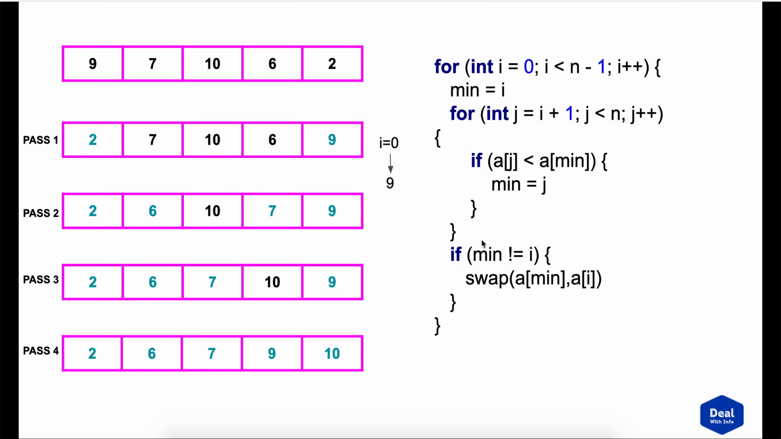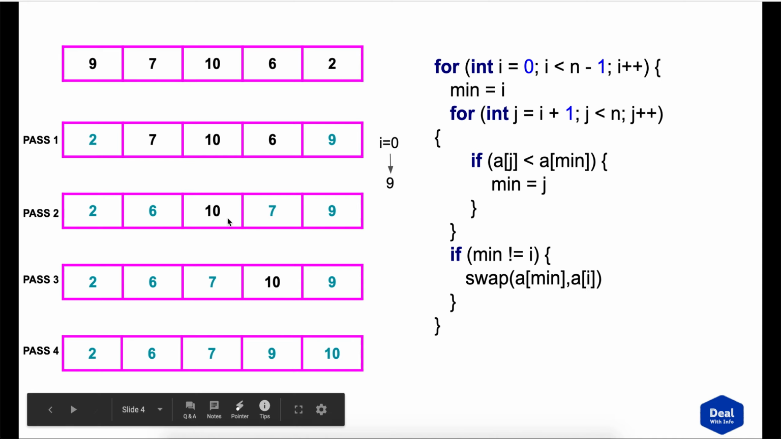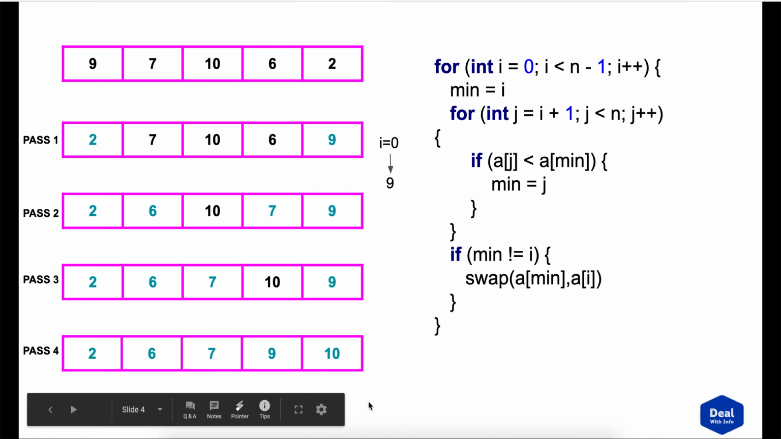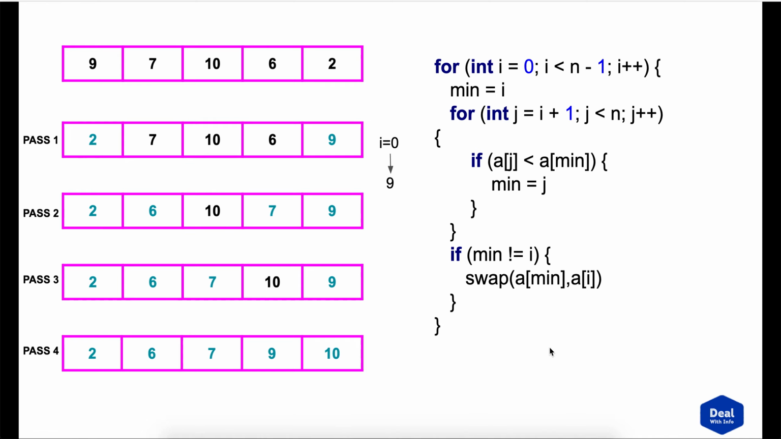At the end of this for loop, we are checking whether the minimum element position is not equal to the ith position. Here, the minimum position will be 4, with i going 0, 1, 2, 3, 4. 2 will be in the minimum position, and 9, which is at the 0th position, will get interchanged. At the end of pass 1, we will be having an array like this: 2, 7, 10, 6 and 9. This process continues, and at the end of pass 4, we will be having a sorted array, which is 2, 6, 7, 9 and 10.